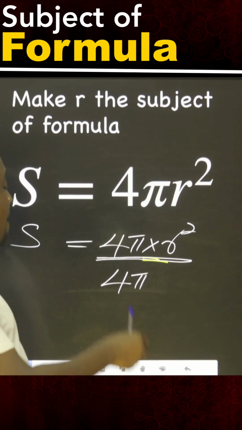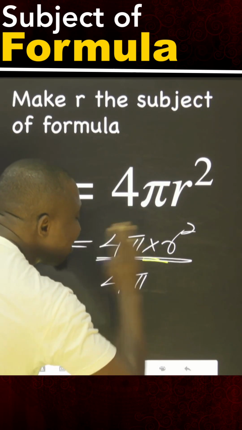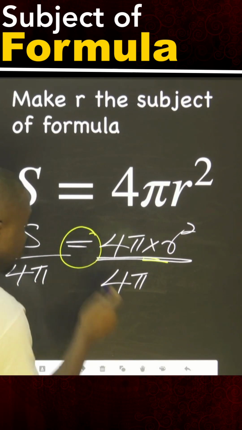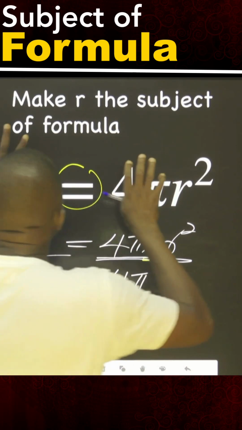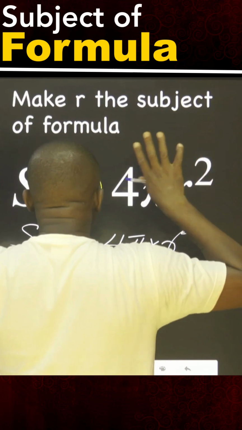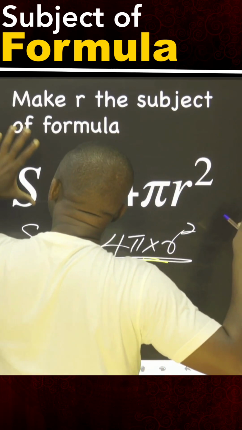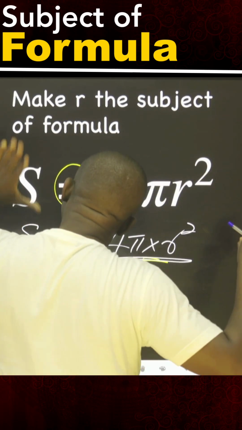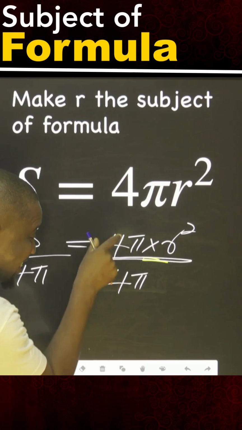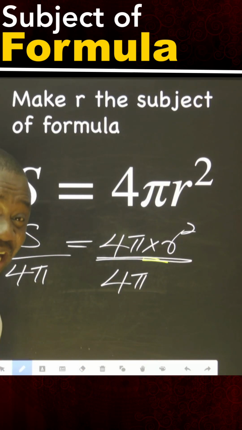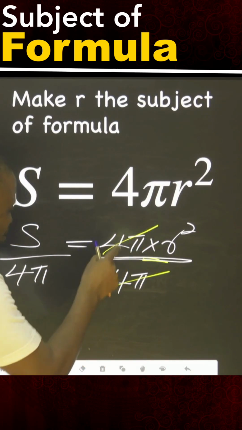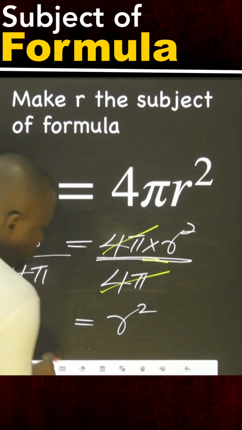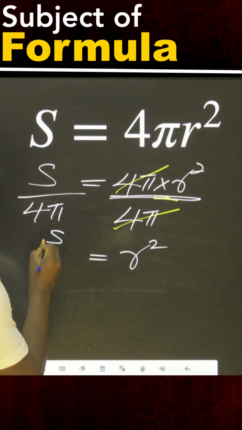Because I did this to this right hand side, it must be done to the left hand side. Why? Because we said equal to. Equal to here means this and this are equal. So if I give this guy $100, I must give this guy $100. If I divide this guy by James, I must divide this other side by James. So because I divide this side by 4 pi, this side must also be divided by 4 pi. This and this will cancel so that this R that is stubborn can experience some freedom for now.